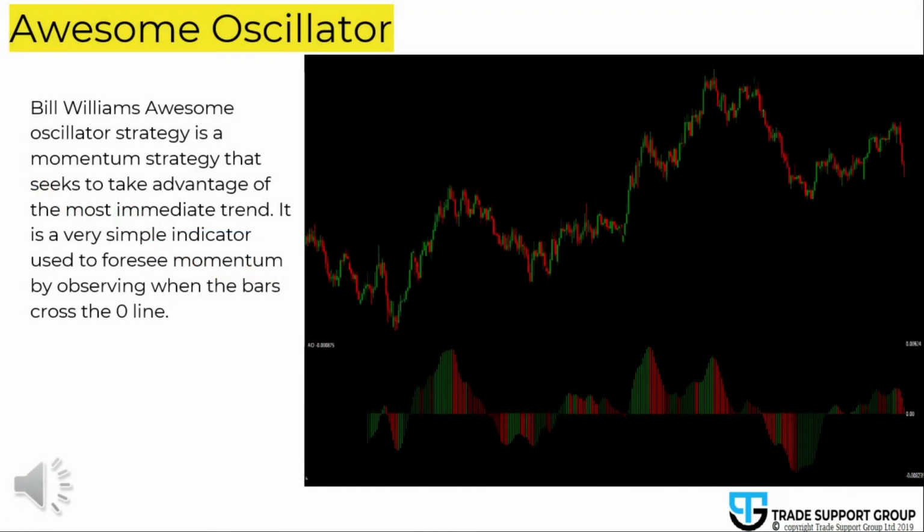With the Bill Williams Awesome Oscillator, a strong bearish trend will have a longer red bar signal below the 0 line, and a strong bullish trend will cross over the 0 line and become longer and greener. This is a very easy indicator to use, as it's normally used to foresee momentum by observing when the bars cross the 0 line.